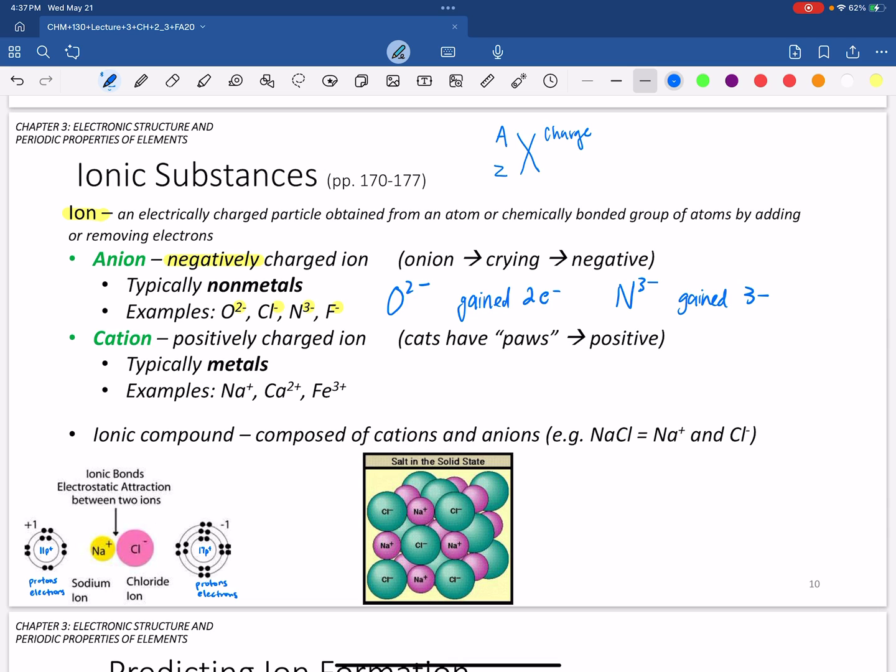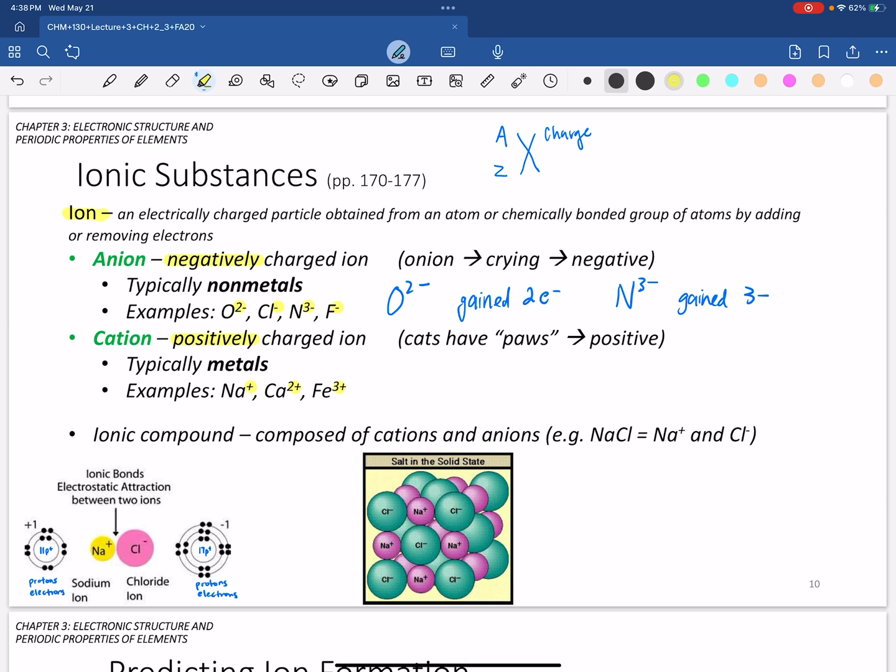Cations are the other subcategory of ions. Cations are all positively charged. And how would you remember that? Cats have paws, so they are positively charged. Cations are usually metals, and examples are Na plus, Ca2 plus, Fe3 plus.